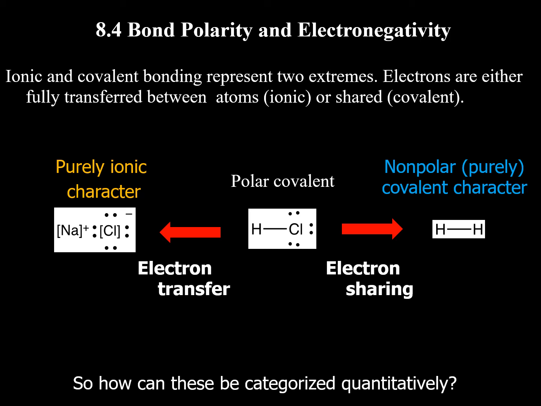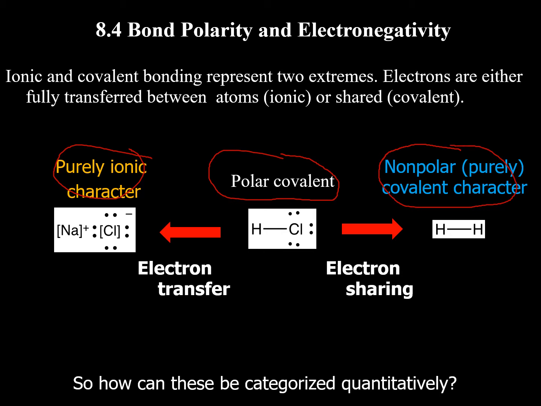This is part 2 of chapter 8, 8.4, bond polarity and electronegativity, which we'll touch again in chapter 9 in terms of determining if the molecule is polar or nonpolar. But here we have ionic compounds and covalent compounds. And we have three categories. We say ionic character, we have polar covalent, sharing the electrons, but there's a polarity difference between the H and the Cl, and we have nonpolar.